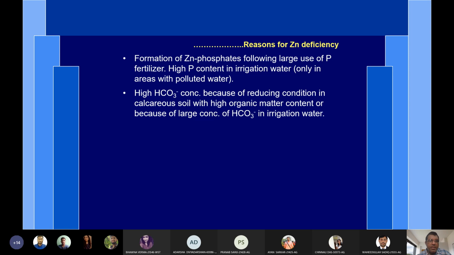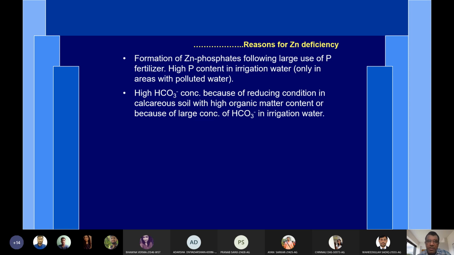Formation of zinc phosphate following large use of phosphorus fertilizer. High P content in irrigation water, meaning only in areas with polluted water. So that is the problem. Many times people say that phosphorus and zinc, they interact. So their interaction is dependent upon the ideal level.